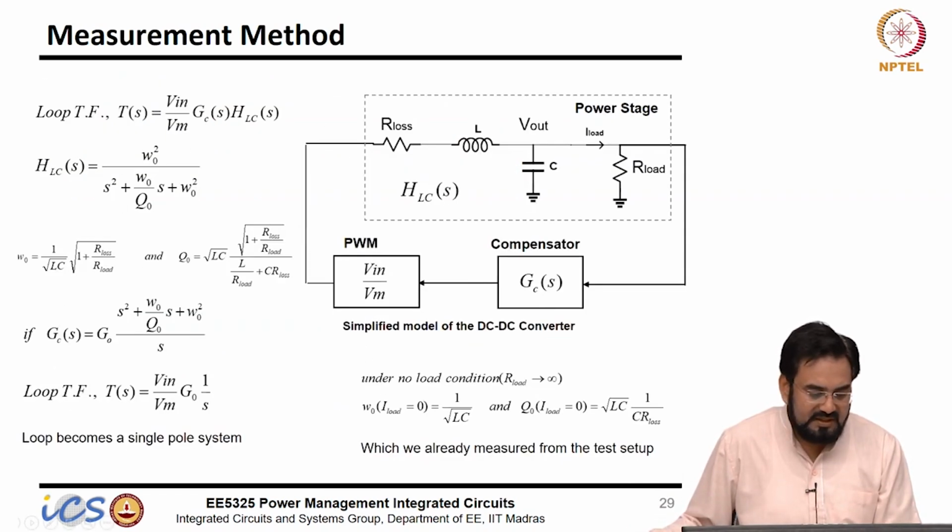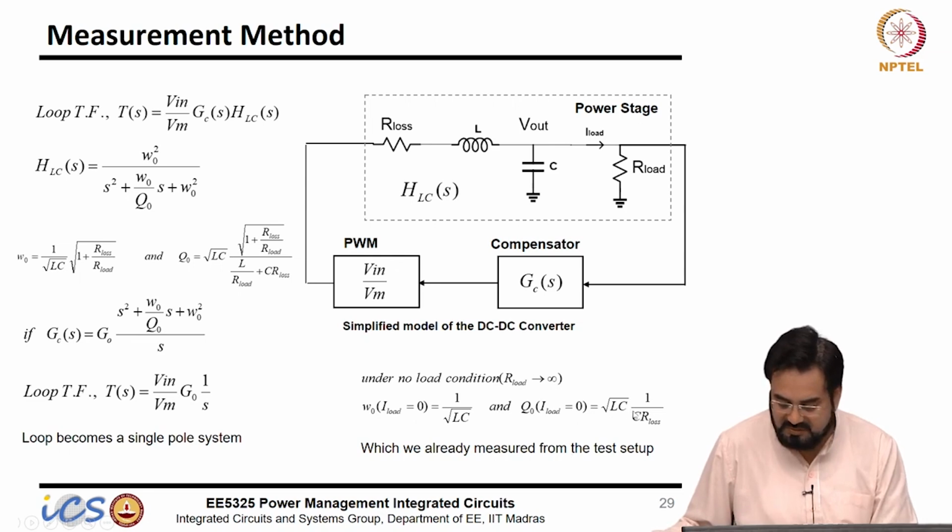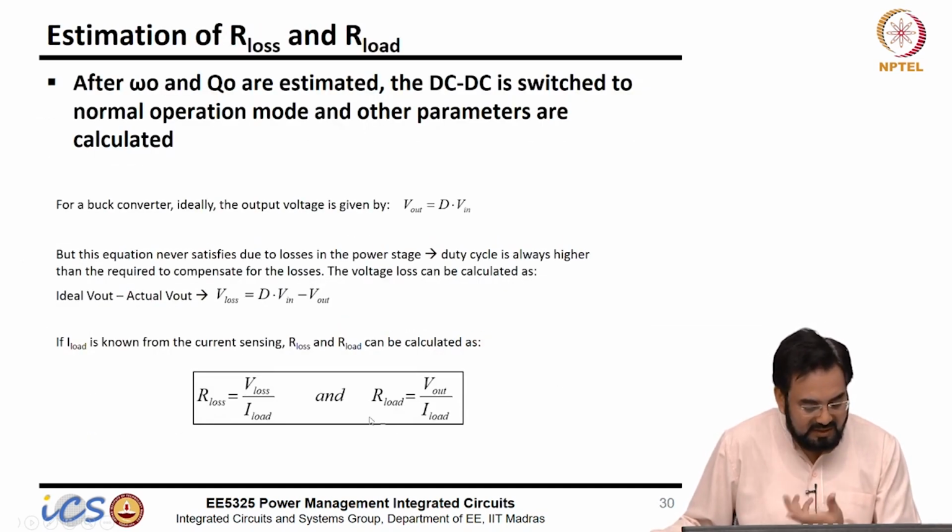So then we know that HLC is this. So omega naught can be related to this, Q naught can be related to this, and then under no load condition, that is what we look for, worst case Q naught. So most of the compensation we do for no load. So this will become square root of LC over C cross, and omega naught is 1 over square root of LC under no load condition. And R loss can also be calculated.